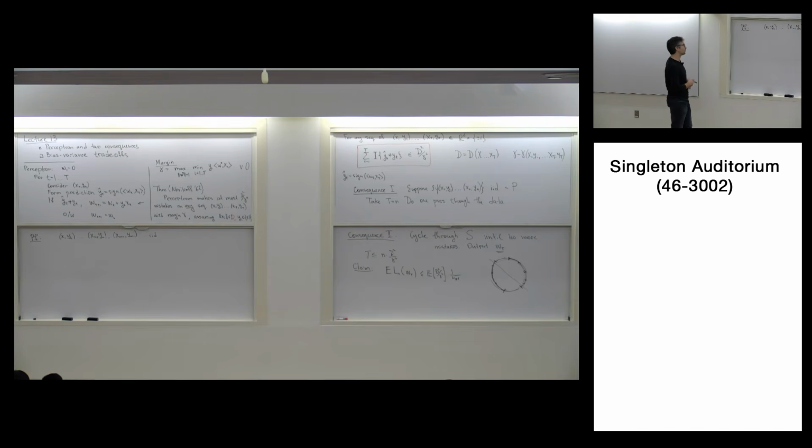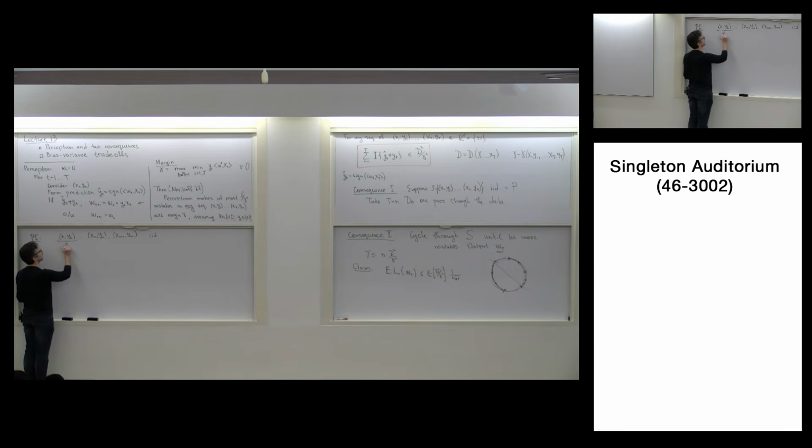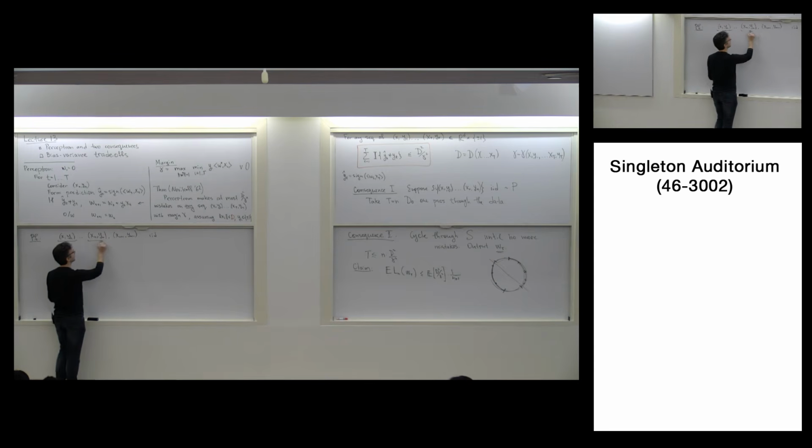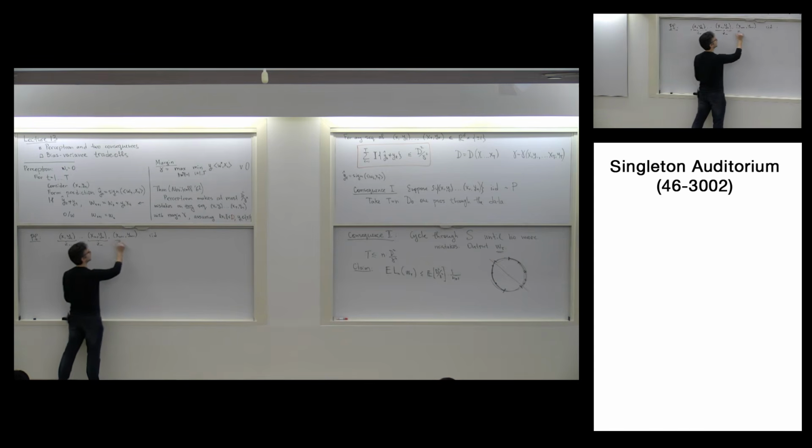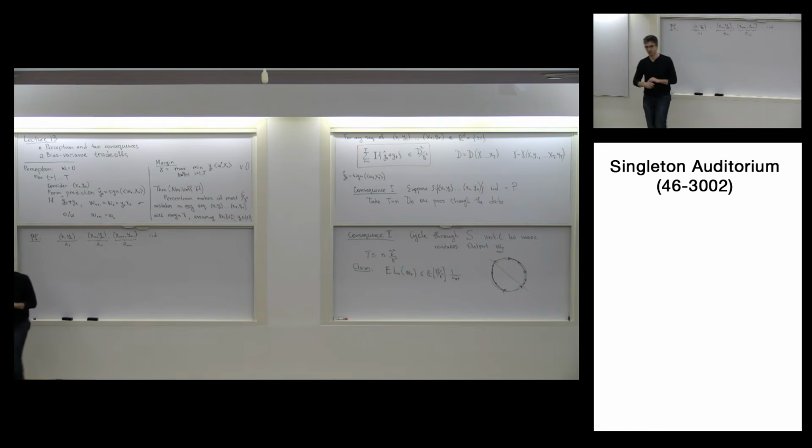Okay, so now to simplify the notation, let me just call these z's. Is that okay? I'm going to call these z1 through zn plus 1, right? Just for simplicity.